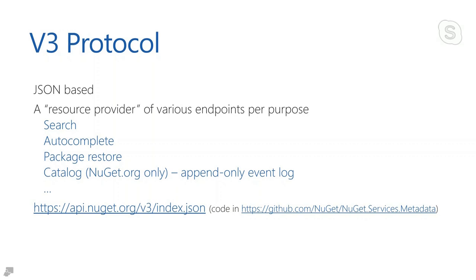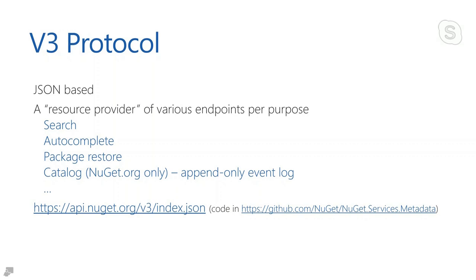Same thing with autocomplete. If you're editing your packages config file or your project file and you're making use of the autocompletion in there, you're probably hitting this autocomplete endpoint defined in here. There's one for package restore, because it's not very useful to use the search endpoint to do a package restore. You basically already have the package IDs and package versions. So there's an endpoint that supports that scenario.